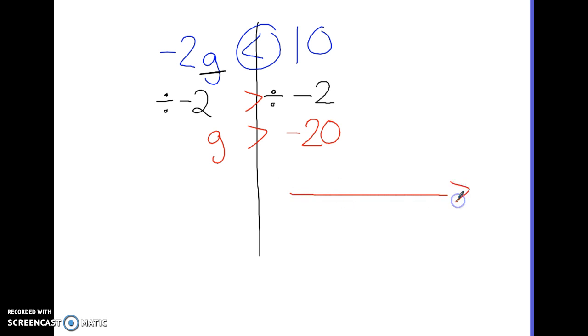When I draw my number line, I'm going to start with negative 20 in the middle and work my way around it. Since g cannot equal negative 20, I will have an open circle. And the numbers that are greater than negative 20 are negative 19 and negative 18, so my arrow is going to go towards the right.